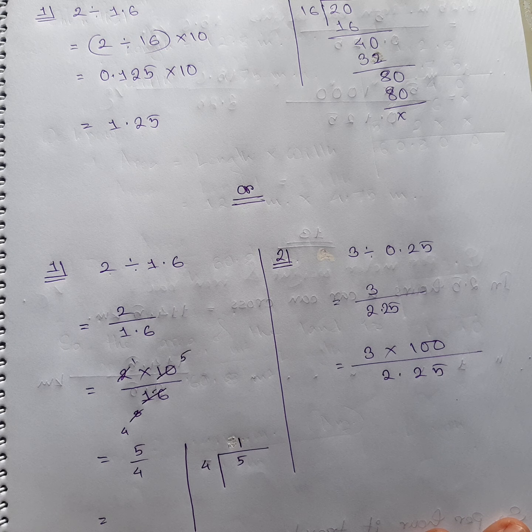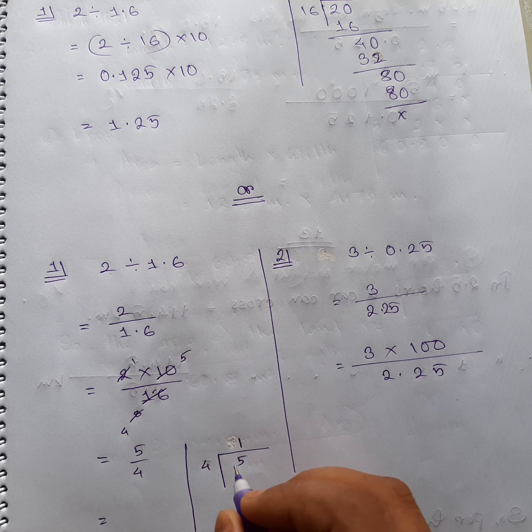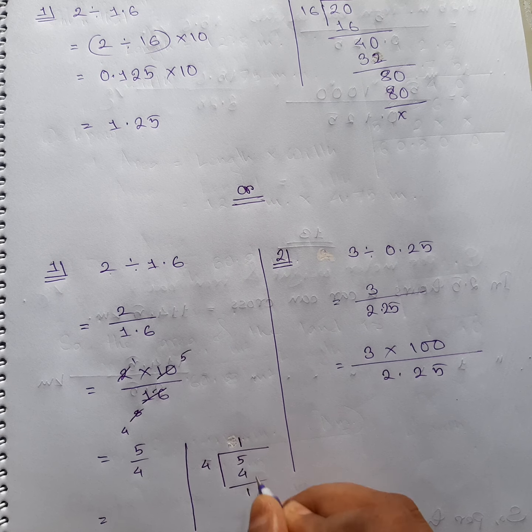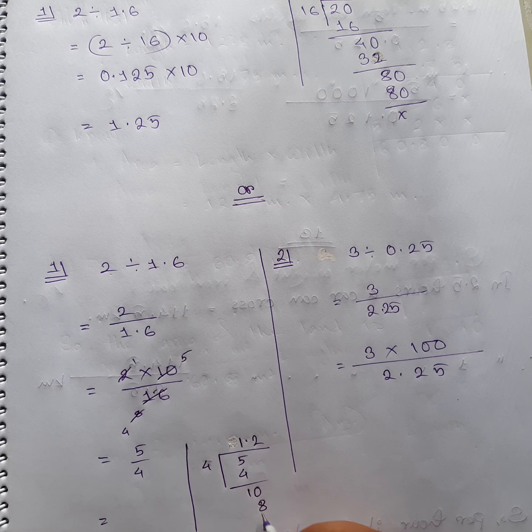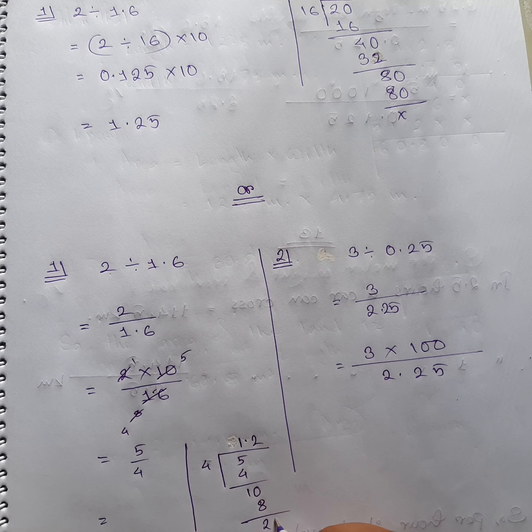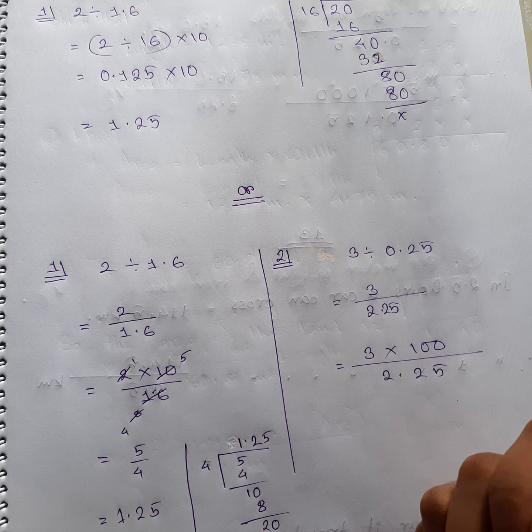Using correction fluid doesn't mean that students can use it. You are not supposed to use it. It is totally forbidden for you. Okay, then this goes for 2, then another 0 we can put, then 5, it is 20. So it is 1.25. Practically the answers are the same.